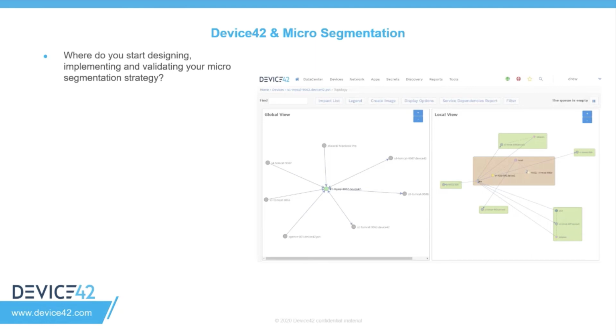Once you have implemented your micro-segmentation policies, you can use Device42 to validate that the rule sets are delivering the results you expected. If you have already deployed a micro-segmentation strategy, you can use Device42 to validate it is working correctly. So, how does Device42 actually help?